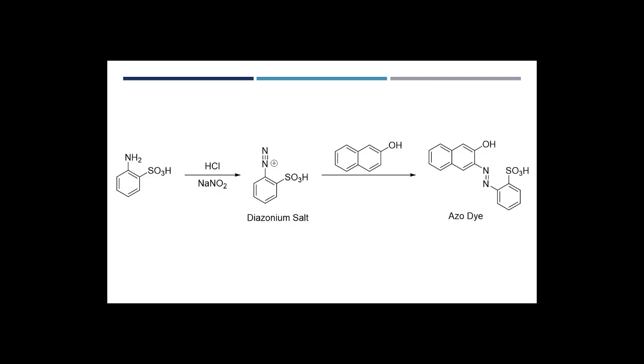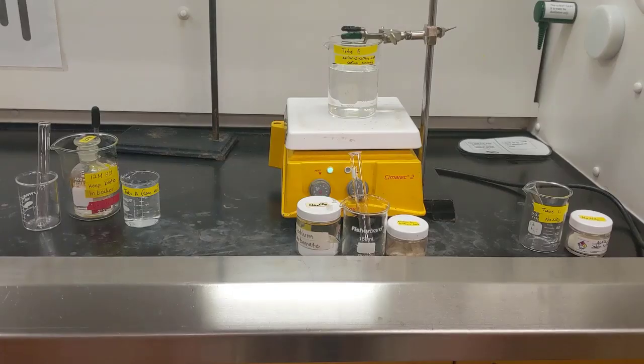I chose experiment 4. In this reaction we take aniline 2-sulfonic acid, we treat it with hydrochloric acid and sodium nitrite to make a diazonium salt. This highly reactive diazonium salt can then react with an activated aromatic compound, in this case 2-naphthol, to form an azo dye. We'll talk about this mechanism in a lot more detail during lecture. Let's jump into lab and see how this is done.